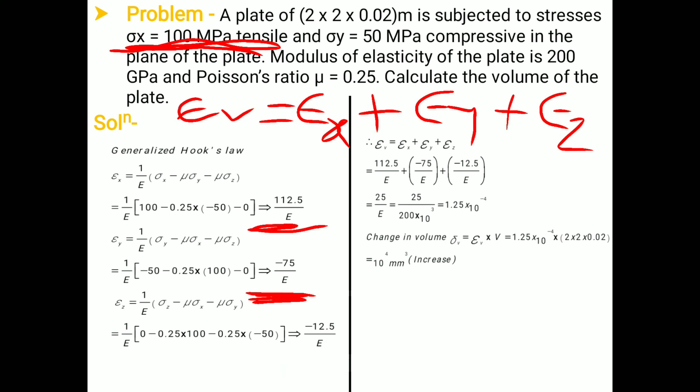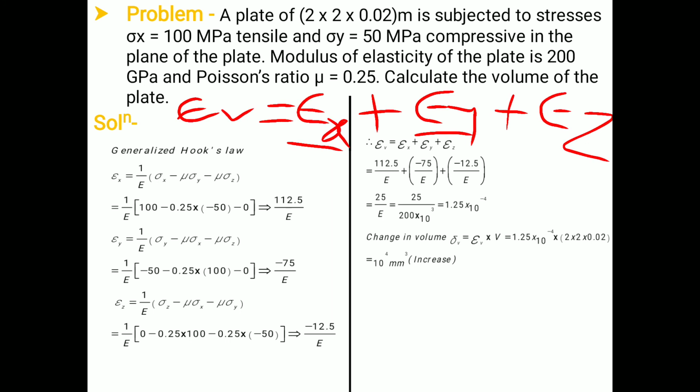Now as we know that volumetric strain is the summation of epsilon x, epsilon y and epsilon z, and that we have already found out by using generalized Hooke's law. After putting the value of epsilon x, epsilon y and epsilon z in the value of epsilon v, I have the final value of epsilon v which is equal to 1.25 into 10 raised to minus 4. Remember that this is the value of volumetric strain in the material.